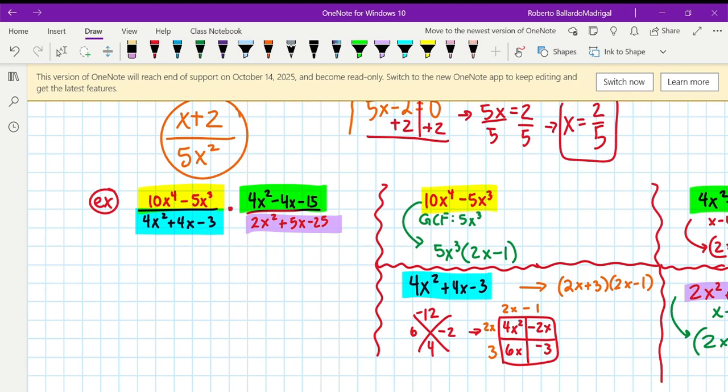Okay, I'm just gonna go for it. All right. So from the numerator, we got 5x to the third, 2x minus 1 over 2x plus 3, 2x minus 1.